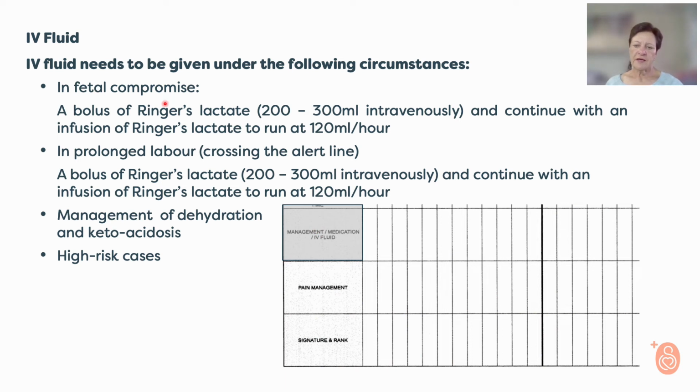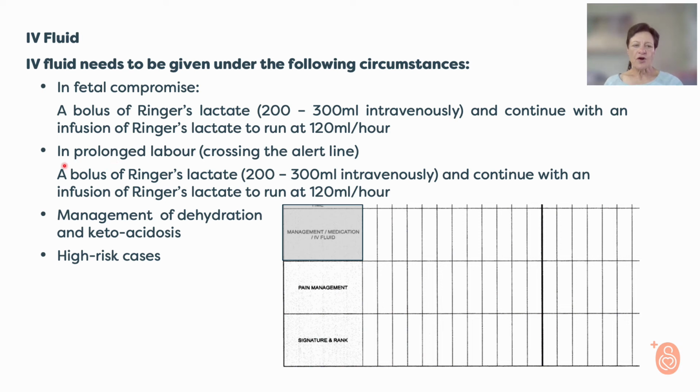compromise, where we have diagnosed, for example, an abnormal CTG pattern, we give a bolus of Ringer's lactate, 200 to 300 milliliters intravenously, and continue with an infusion of Ringer's lactate to run over at 120 milliliters per hour. What we try to do here is to increase the blood flow, literally by increasing the blood volume and blood pressure to the placenta, so that the optimum oxygen transfusion can take place in the placental area.